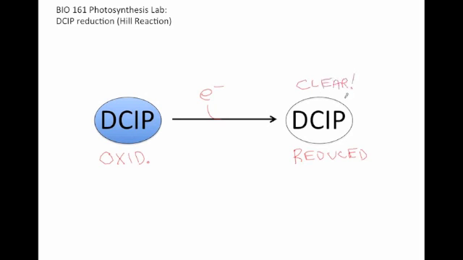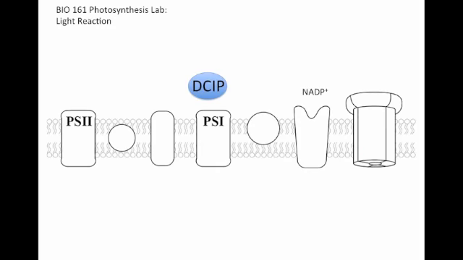So if there's electrons around, the DCIP is going to go from blue to clear, and we can watch that happening using the spectrophotometer. So where do the electrons come from to reduce DCIP? Well, in this lab, we're going to mix the DCIP with the chloroplast that we isolate in lab. And when the lights go on, then the electrons that are moving through the system are going to get stolen by the DCIP. It's an electron stealer. And so it's going to take those electrons, and that's what's going to reduce the DCIP and cause it to become clear. And we can watch that happening with the spectrophotometer.